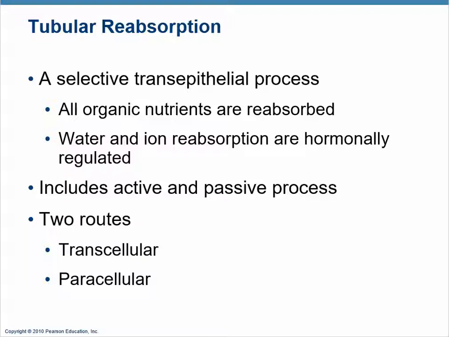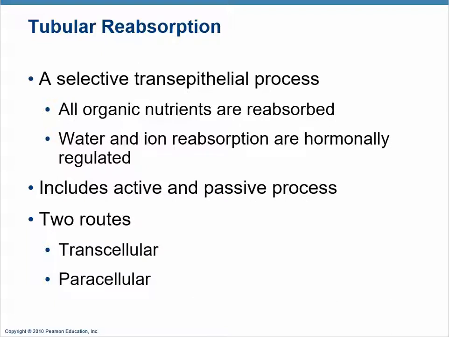Hormones regulate how much water comes back and how many ions come back. This is an important concept. We've dealt with it a little bit in the endocrine system, but we'll revisit it now. So how does this stuff all get back? And remember, we make about 180 liters of filtrate and we pee about 1.5 liters of urine.